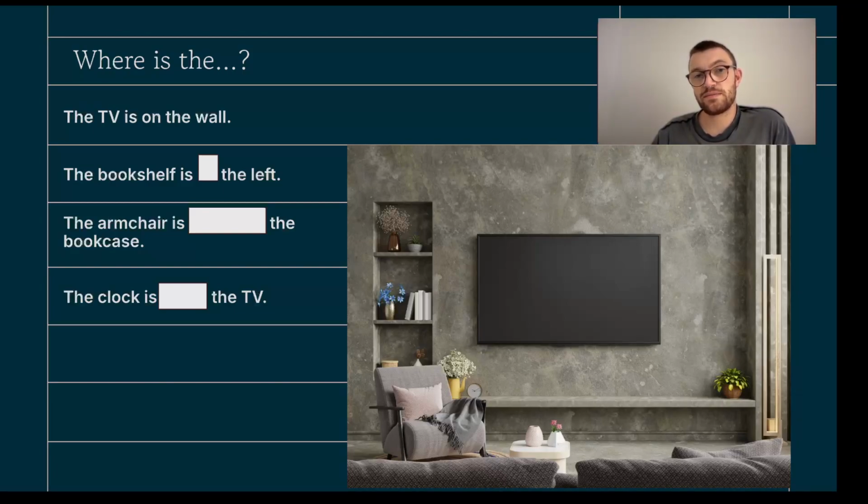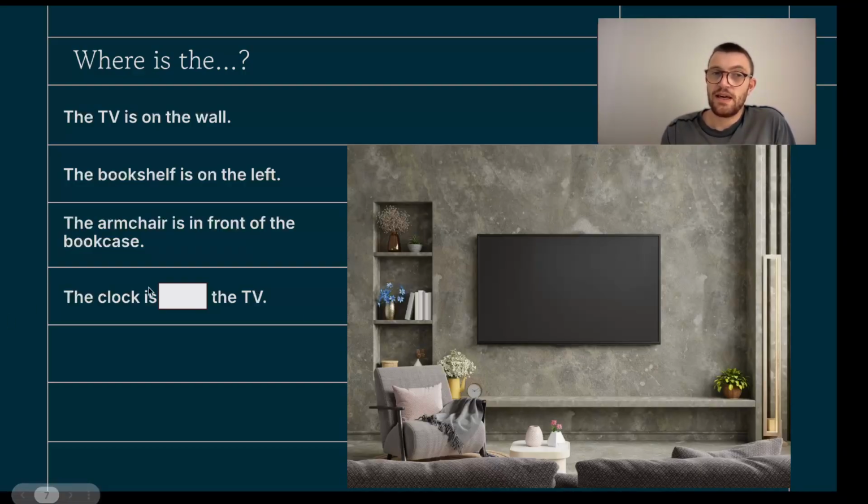The bookshelf, we got this little grey bookshelf, and it is on the left, as you will remember from the other slides. The armchair, we've got this grey armchair, and everything else that is grey in this picture. Right, which preposition are we going to use for the armchair and the bookcase? So the armchair is in front of the bookcase. The bookcase is behind the armchair. The armchair is in front of the bookcase.